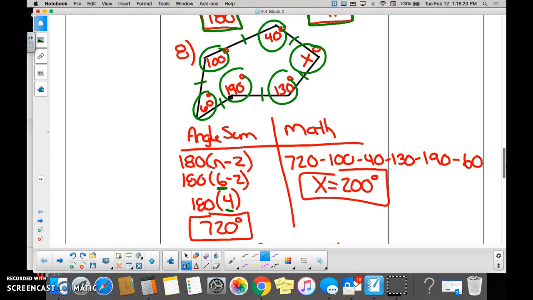So I took that 720 and subtracted all of the angles I knew. I knew there was a 100-degree angle. I knew there was a 40, a 130, a 190, and a 60. If I subtract all of them, what did I have left over? 200. So what is the measure of this angle? 200. Does that actually look like a 200-degree angle? No. But if the numbers say so, we're going to go with it, right? Yes.